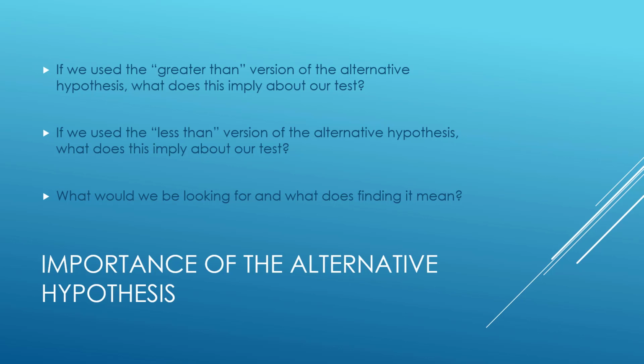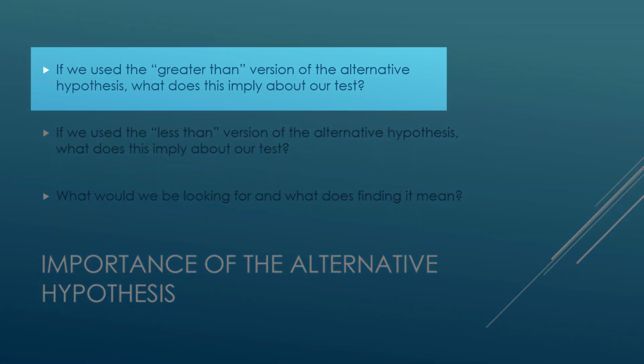Oftentimes the null and alternative hypotheses are covered very quickly. We're looking for greater than 15 parts per billion. Why? Because that's what it said we're looking for. All right, but hold on to that for a moment. This is a great teaching moment.